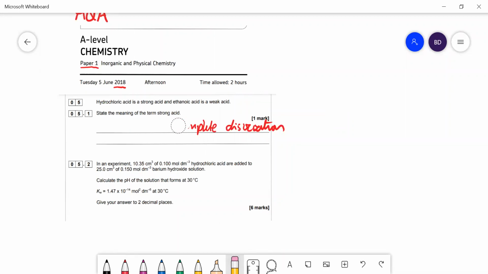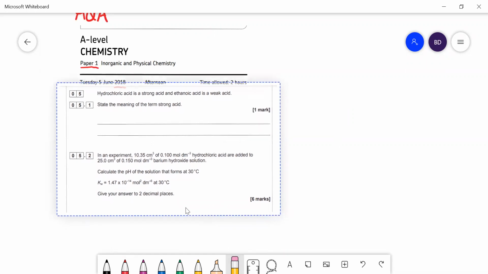Right, 5.2, in an experiment, 10.35 cm³ of hydrochloric acid are added to 25 cm³ of barium hydroxide solution. Calculate the pH of the solution that forms at 30 degrees C.